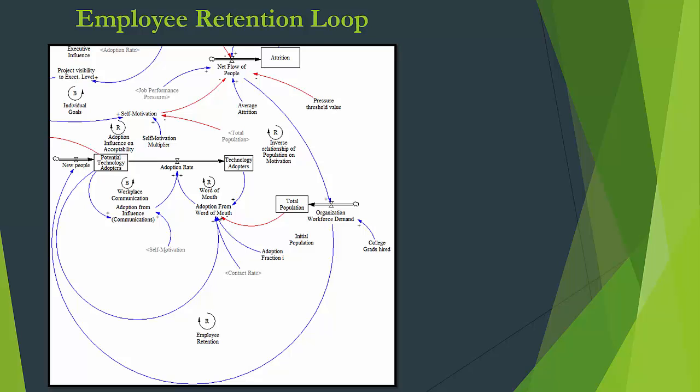Like I explained before, this is the employee retention loop. And like I said, we have a net flow of people that feeds into the organization workforce demand. That feeds back into the new people. It also feeds into the job performance pressures and back into the net flow of people again.